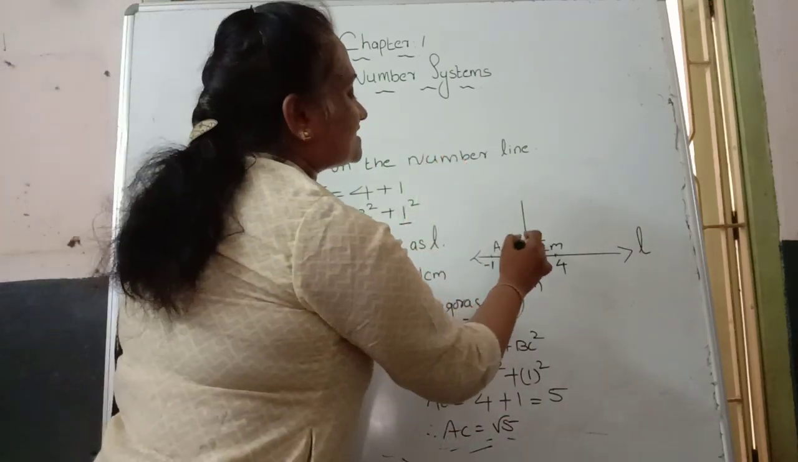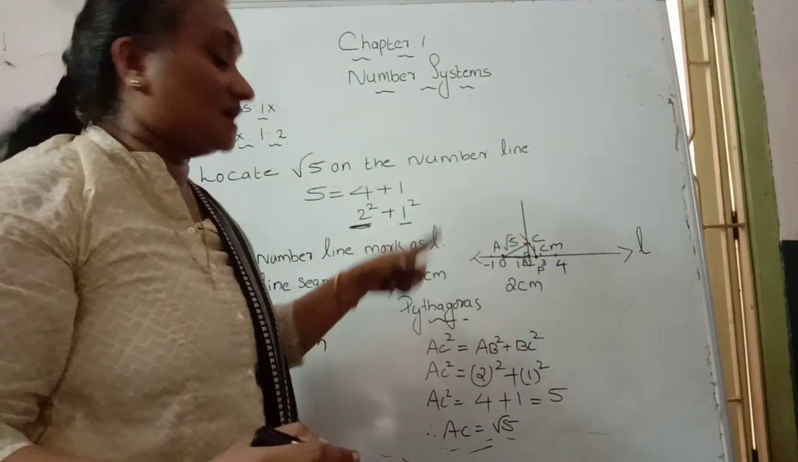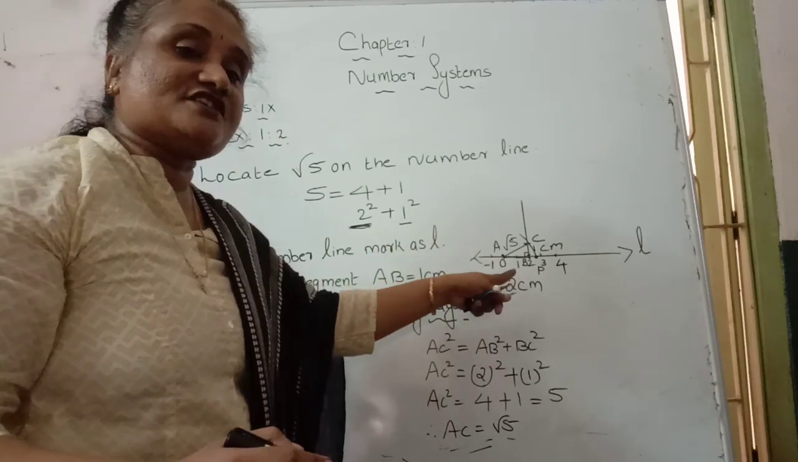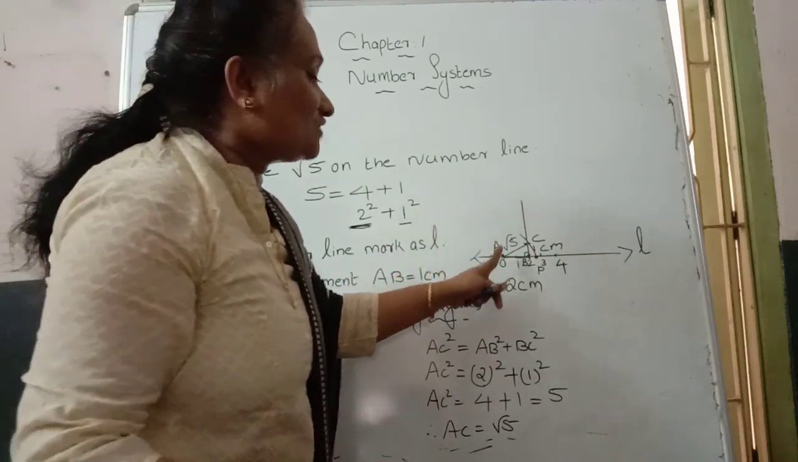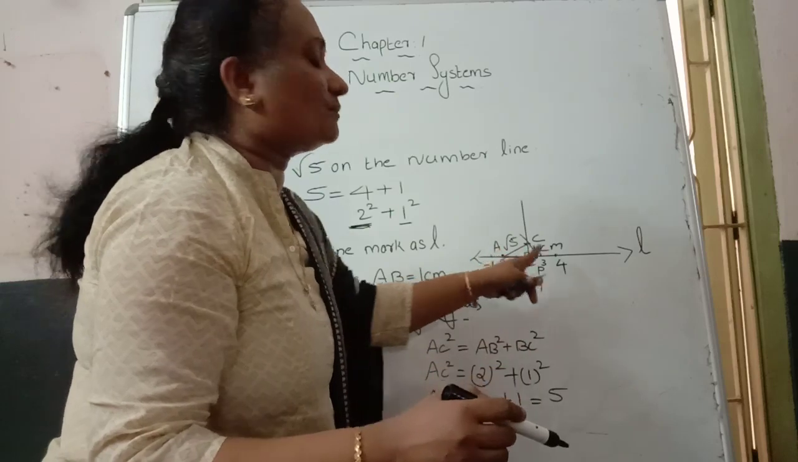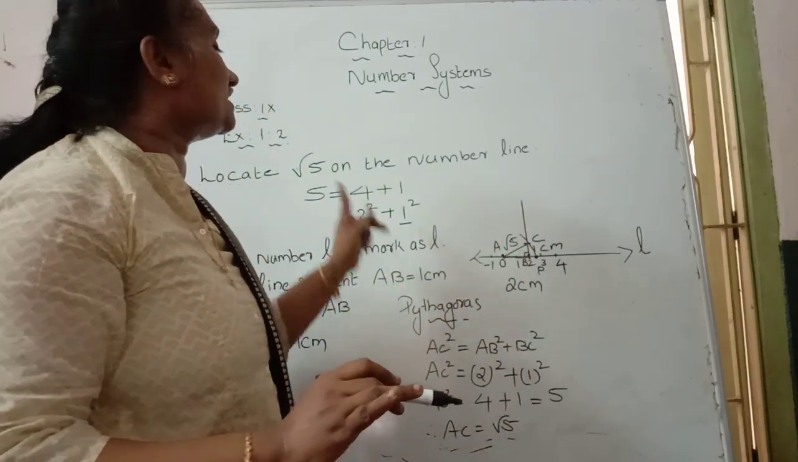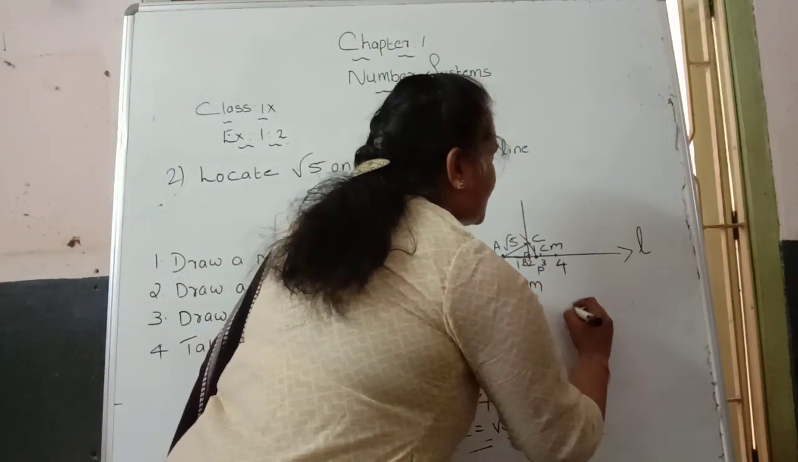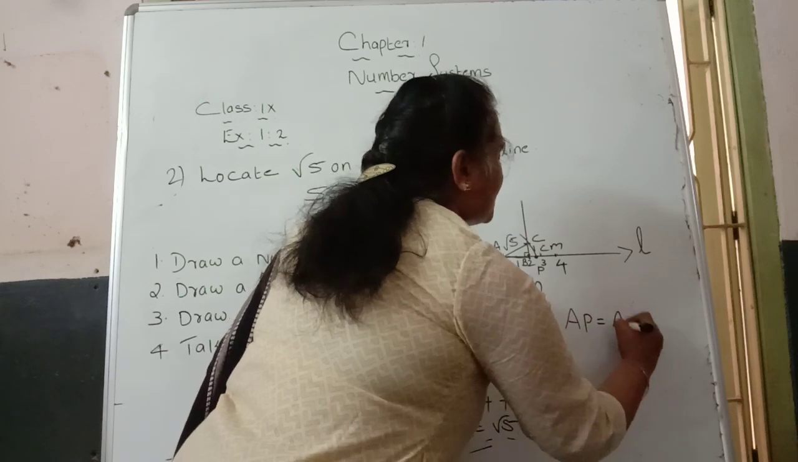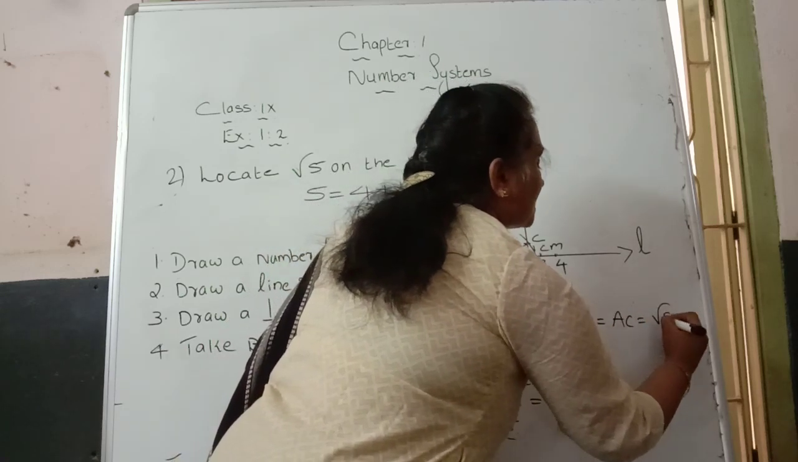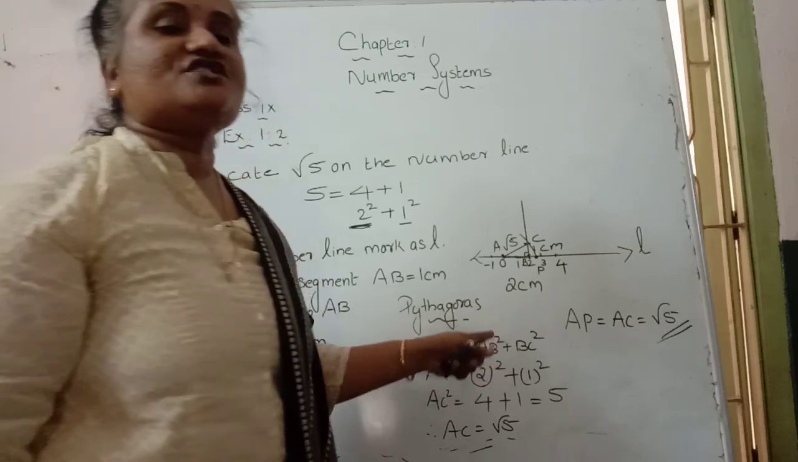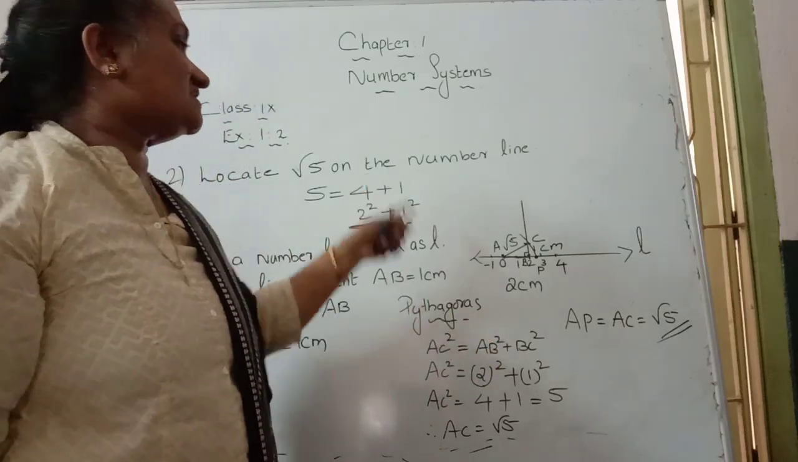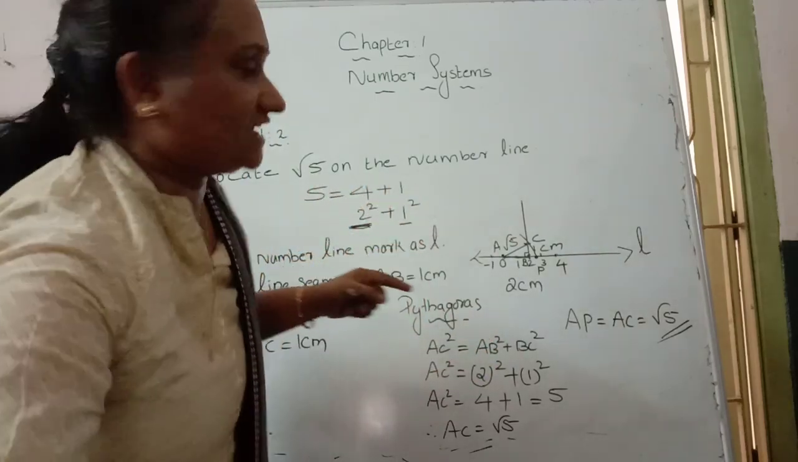In the same way, what is the AC distance by Pythagoras theorem? The AC distance is also root 5, and by construction the A to P distance we also got as root 5. So we can say AP is equal to AC, both of them with the value root 5 units. This is the construction for the root 5 case.